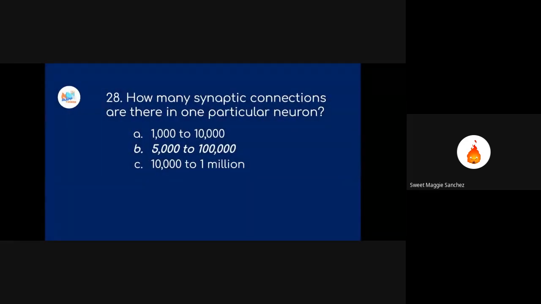Number 28. How many synaptic connections are there in one particular neuron? So, synaptics, as you can recall, ito yung mga branches. So, the correct answer is 5,000 to 100,000. Grabe no, in one particular neuron, madami siyang mga branch, mga roots, parang tree of life lang. 26 po. Okay. Given na yung answer number. Letter A. Thank you po.